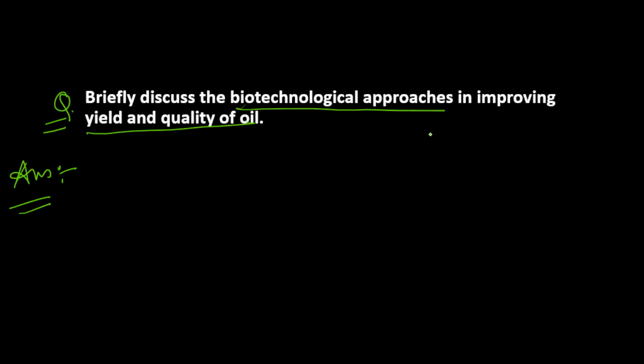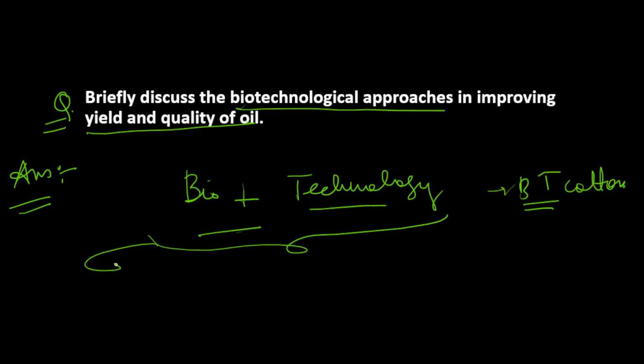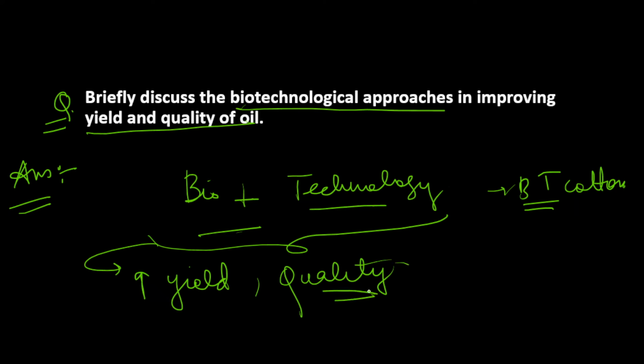So let's see how we can approach the answer. We all know what biotechnology is, that is biology plus technology. You have all heard about various crops, for example, BT cotton. It is an example of biotechnology only. Without technology, BT cotton would not be possible today. Using this biotechnological approach, you can enhance quality, stability, and quantity, that is yield, in the crops. This is how you can introduce.